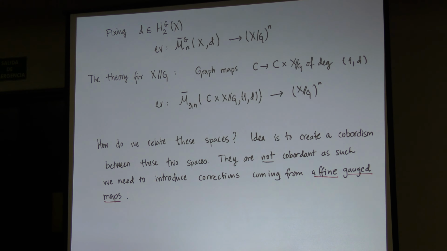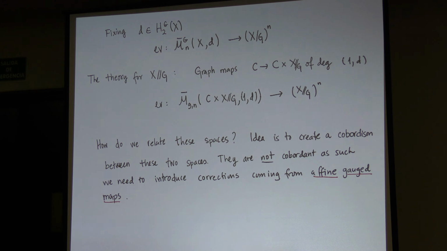So the setup is as follows. At least the idea is I'm going to fix a degree, in this case a degree in the quotient stack, and you take the homology class of that curve. And then let's suppose that we can construct this moduli space of semi-stable objects of gauge maps. If you add markings, and let's assume that you can compactify, then you can take evaluations at the markings, and you will see that they can take values in the quotient stack in this way.